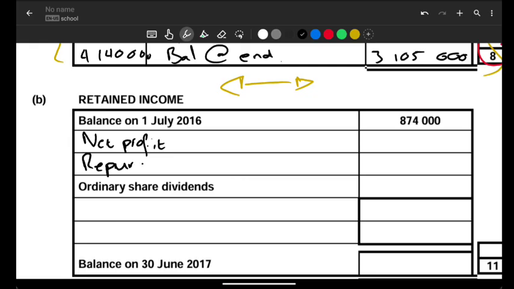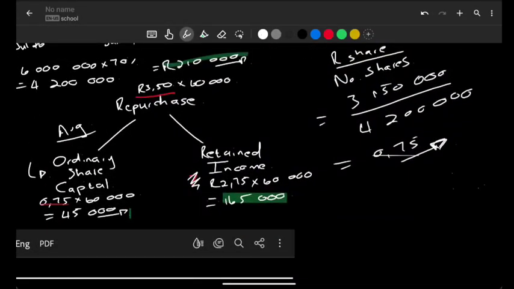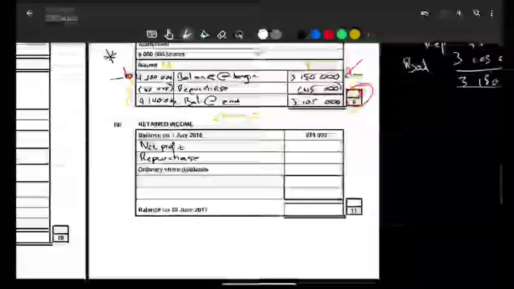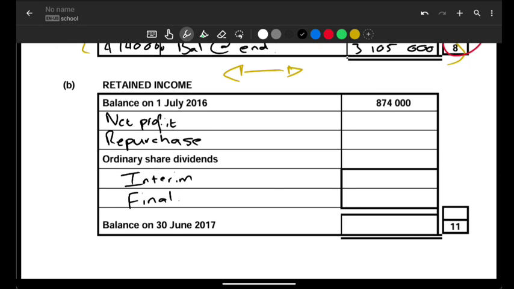as per income statement, and then you have your repurchase of shares. Remember, we bought back shares, and an amount from that repurchase had to do with retained income. Right here, this amount here, the 165,000. Right, then under ordinary share dividends, we have two here. We have interim and final dividends. Right, then that's your format of retained income.